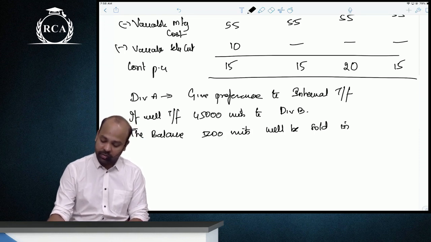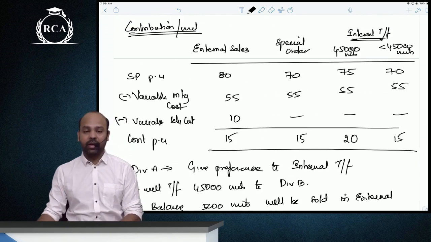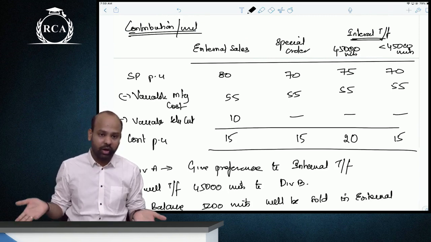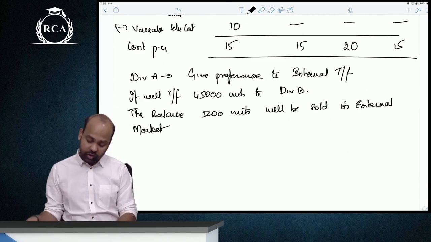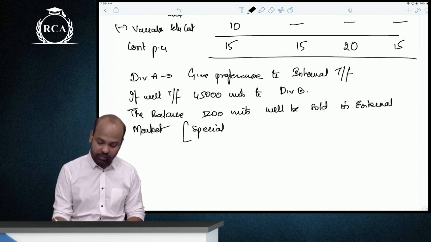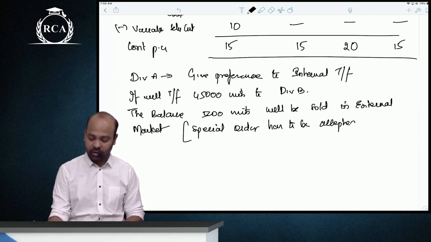Why not in special order, sir? Remember, if you're transferring exactly 45,000 units to the other division, the question of transferring less than 45,000 units will not come. Special order has to be accepted in full. So that option is not there. So this is your best strategy. In case they want us to compute profits, we can. What did you ask?